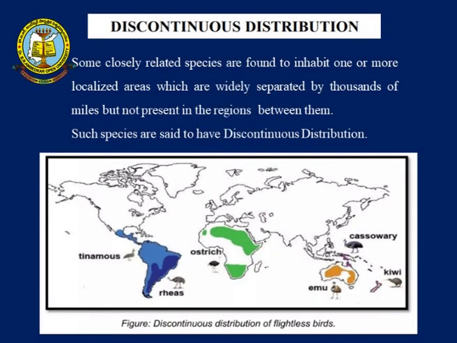Discontinuous distribution. What is this discontinuous distribution? Some closely related species are found to inhabit one or more localized areas which are widely separated by thousands of miles, but not present in the region between them. Such species are said to have discontinuous distribution.